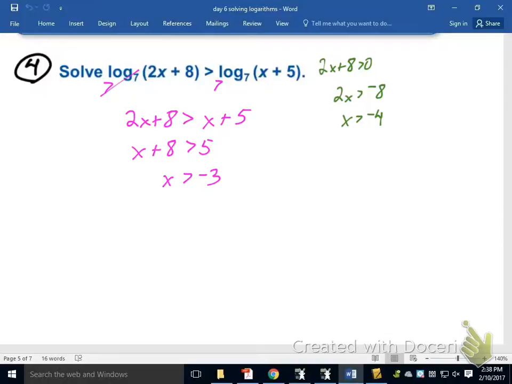Let's check out the other one. x plus 5 needs to be greater than 0. So x is greater than negative 5. Again, values greater than negative 3 meet this condition, so I'm going to leave this as my answer.